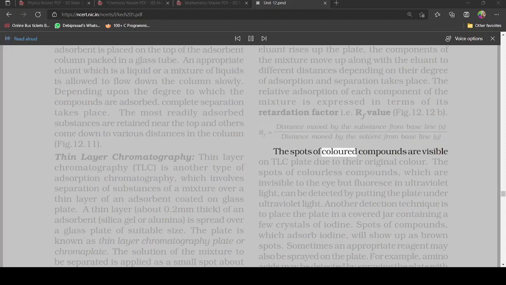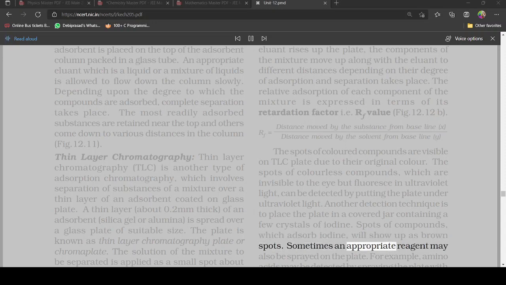The spots of colored compounds are visible on the TLC plate due to their original color. The spots of colorless compounds, which are invisible to the eye but fluoresce in ultraviolet light, can be detected by putting the plate under ultraviolet light. Another detection technique is to place the plate in a covered jar containing a few crystals of iodine. Spots of compounds, which absorb iodine, will show up as brown spots.